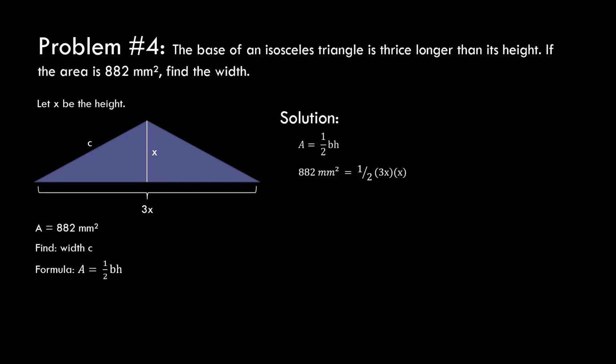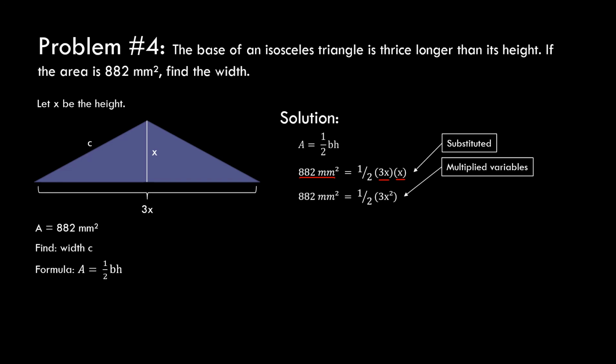Copy the formula and then substitute the givens. The area is 882 millimeters squared. The base is 3x and the height is x. After that, you're going to multiply the variables 3x and x. We're going to have 3x squared, and we're going to multiply that by 1/2. So we're going to get 3x squared over 2.